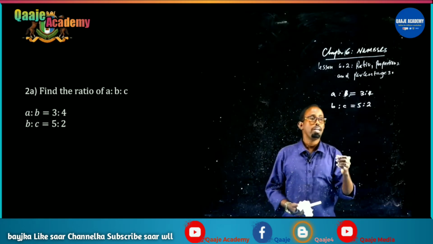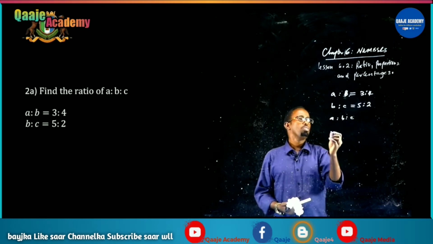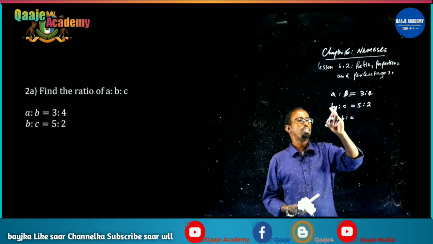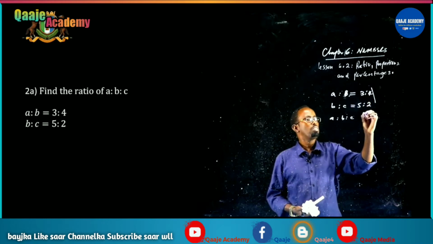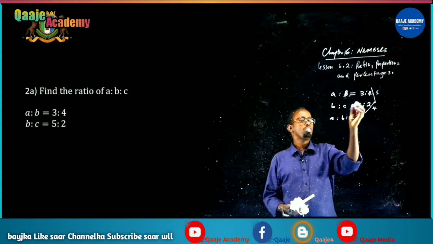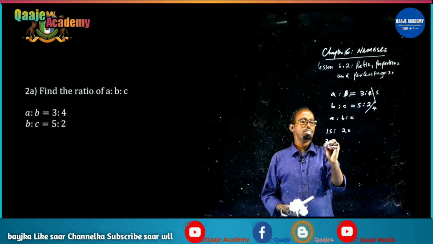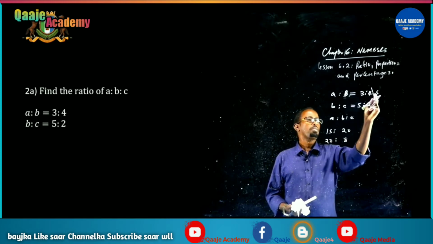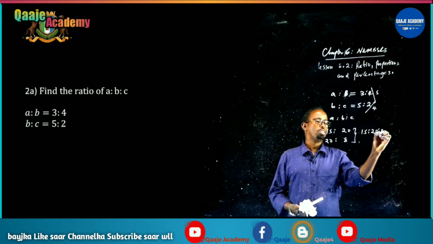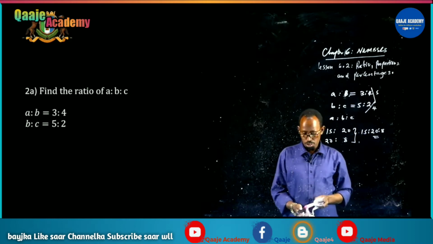Then we are told to find A, B, and C. What we do is make the two B values the same. In one we have 4 and in the other we have 5. So I multiply the first ratio by 5 and the second by 4. A to B becomes 15 to 20, and B to C becomes 20 to 8. So A:B:C will be equal to 15 to 20 to 8.